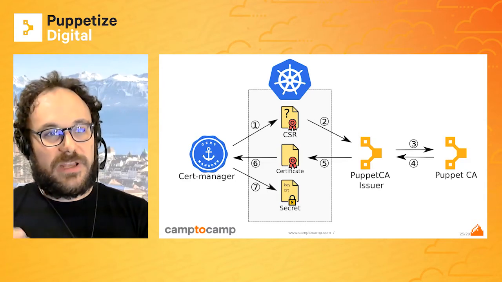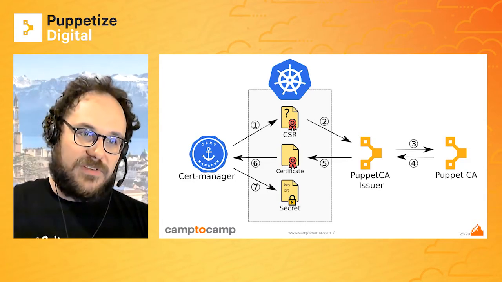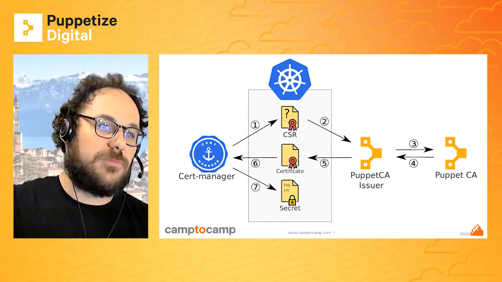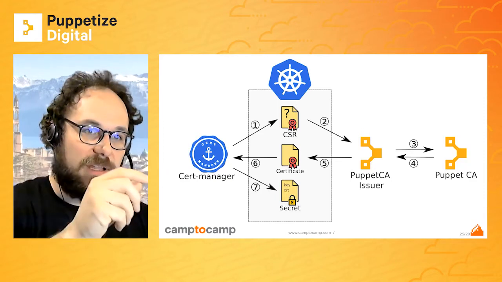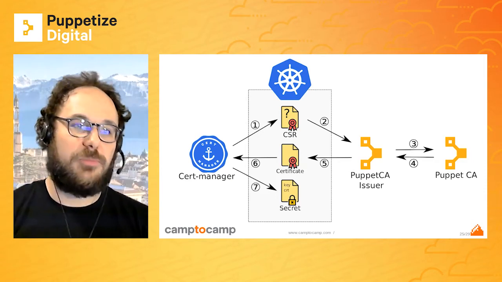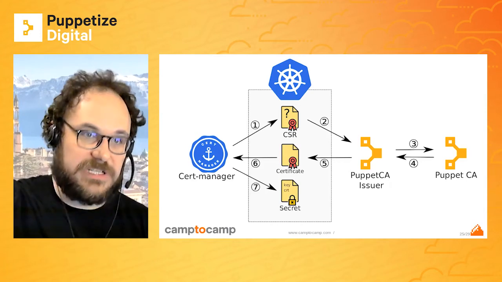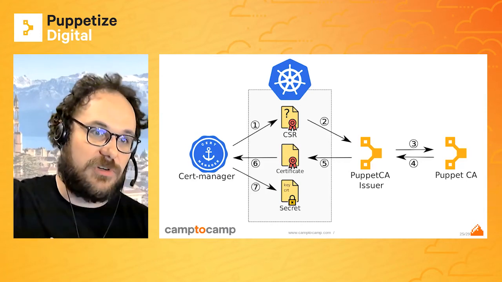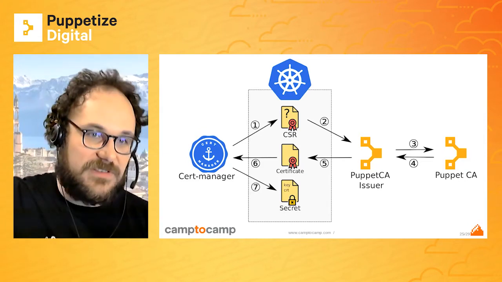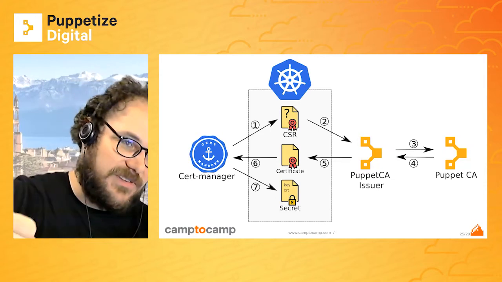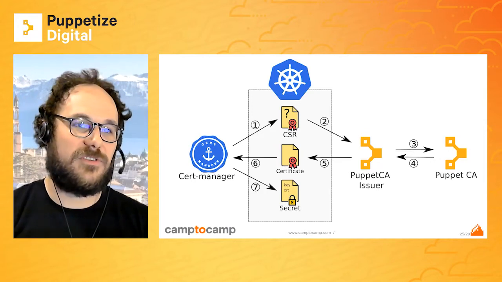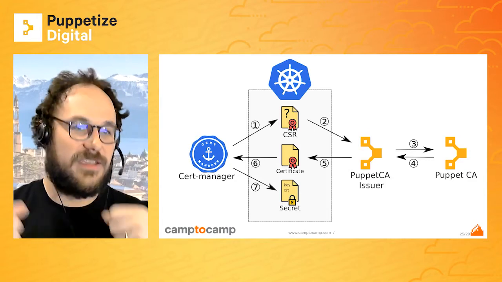And so what happens is if you create a certificate as a Kubernetes object, a certificate object, then Cert Manager will see the certificate. It will create a CSR based on this request and post a certificate request object to Kubernetes. And then the Puppet CA issuer will see the certificate request. It will read it, forward it to the Puppet CA, get it signed, retrieve a certificate from the Puppet CA, and post it to Kubernetes. And then the Cert Manager will take this certificate object and put it in a secret.